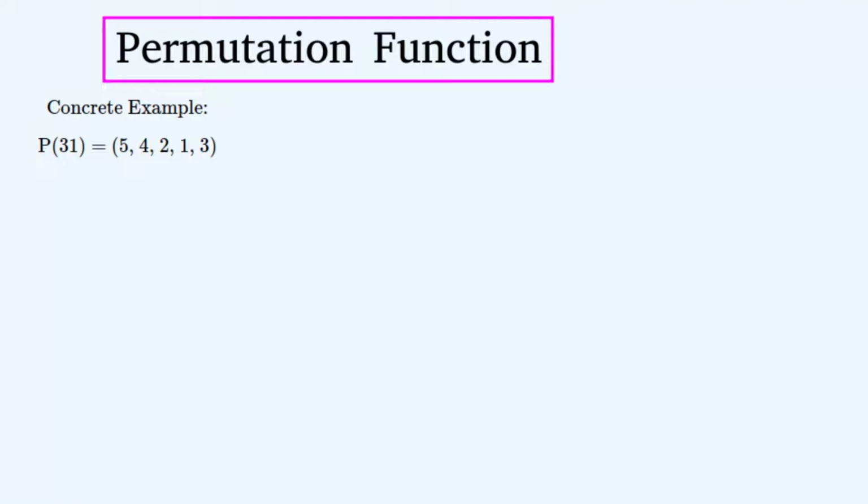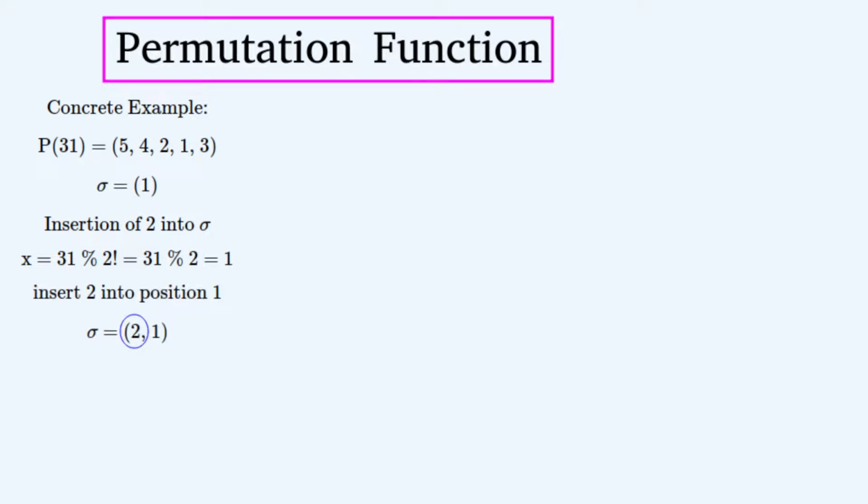So now to look at some concrete examples of how to calculate a unique permutation from a natural number. We'll show that this equation is true. We'll start off with the identity permutation. We'll calculate the position to insert the number 2. So it goes into the first position like this.